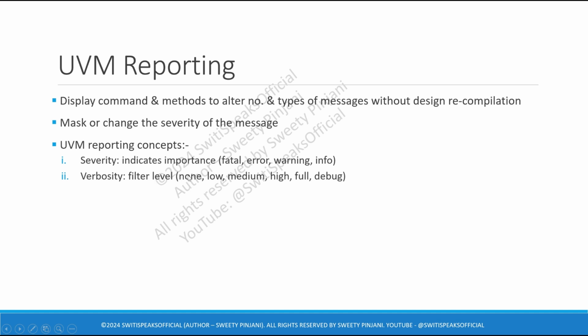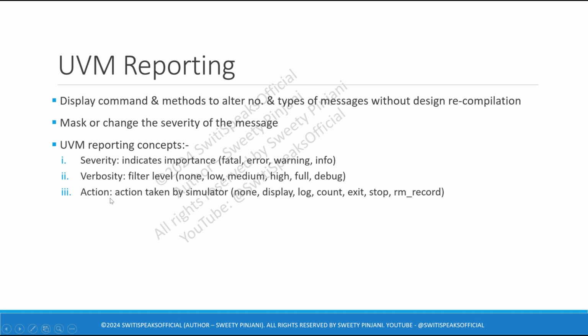The verbosity level can be none, low, medium, high, full, or debug. The default verbosity in UVM is medium. This you should remember. If you don't specify anything, then by default UVM will consider it as UVM medium.